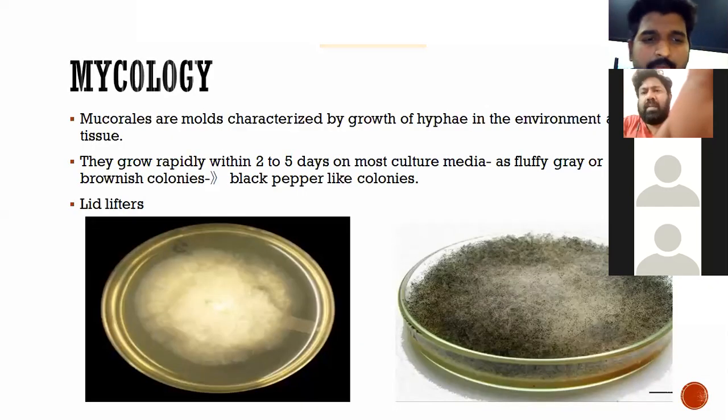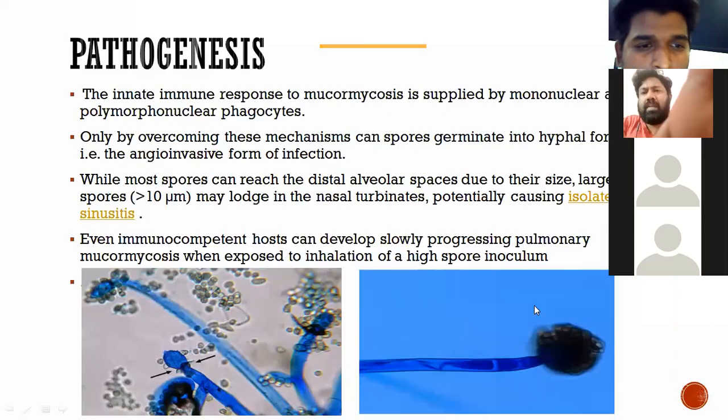So let's discuss the mycology. The mucorales are molds, rapidly growing fungi found everywhere in the environment. They grow rapidly, within 2 to 5 days on the culture media. As you see, they form fluffy gray or brownish colonies, like black pepper-like colonies. Actually, we can call them lid lifters. If you put a culture for this fungus and put a lid on, it will immediately grow and lift the lid out. So this is the classical description of the growth pattern for mucor.